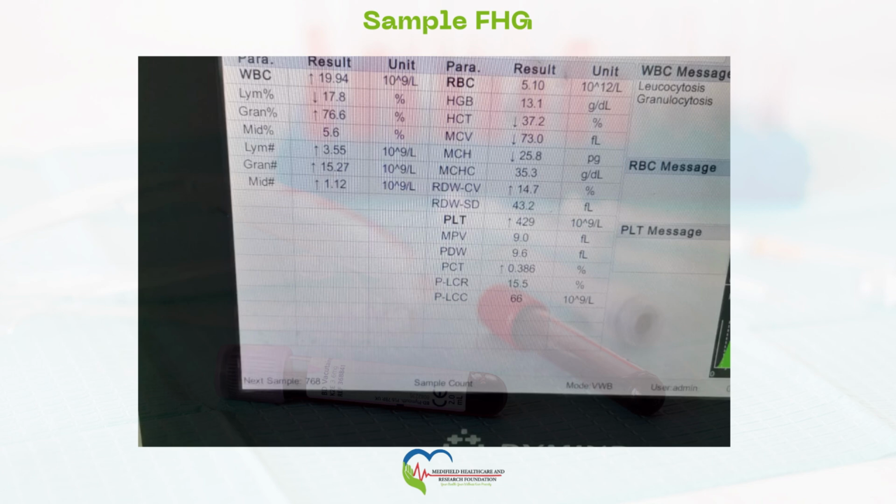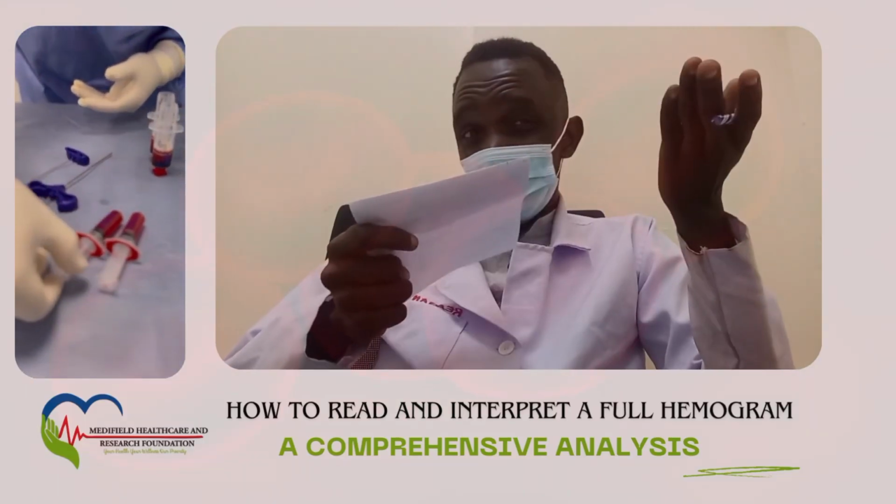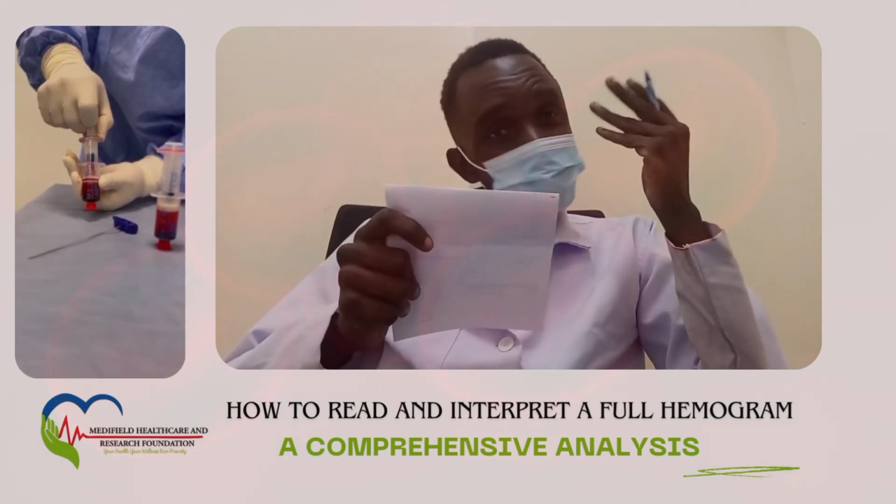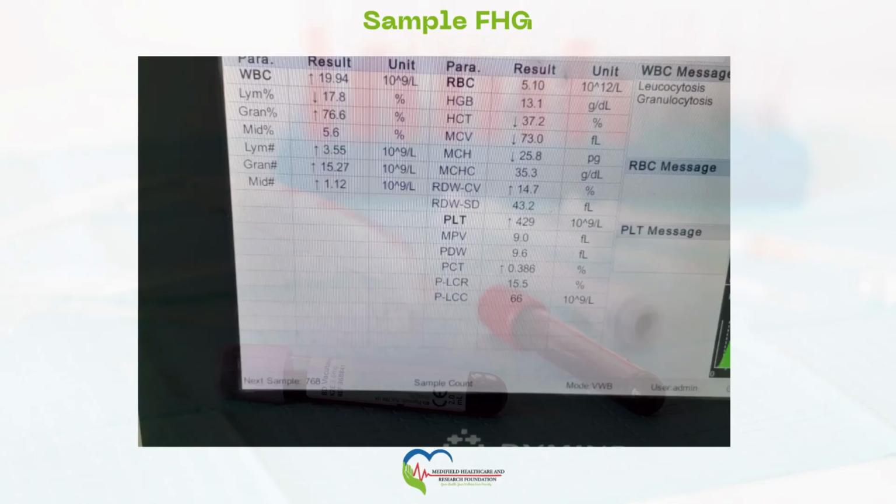I don't know what else you're seeing. I don't want to comment on these platelets because I think 429 is still within normal range. We count it from 150 to 450, and 429 I think is still within normal range for me. I don't know why this machine tried to capture it there as high. So I think that is just a general guide.